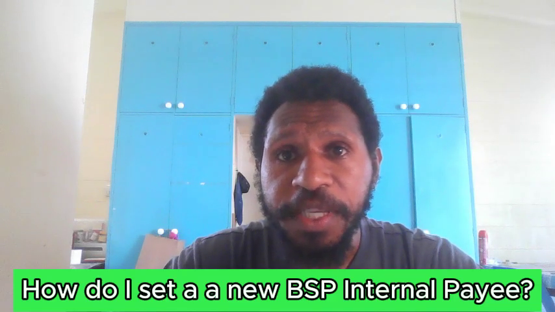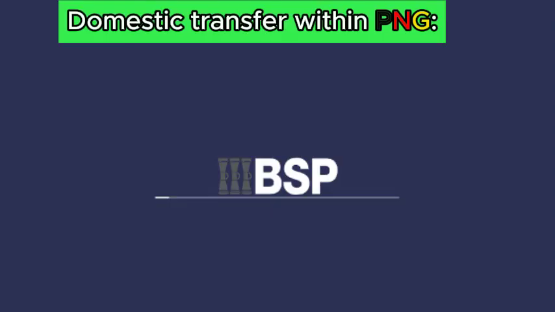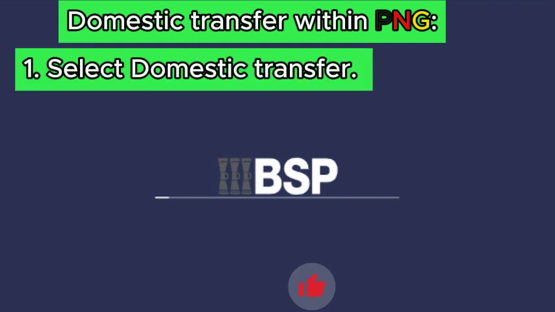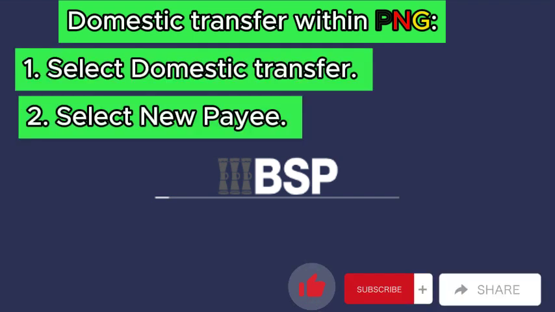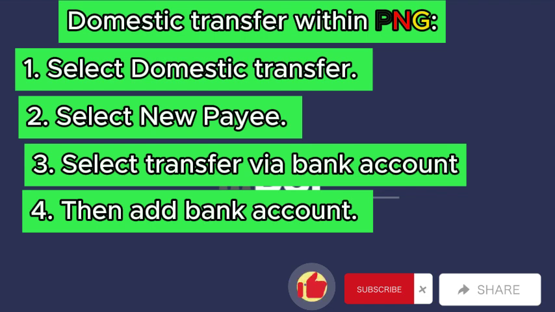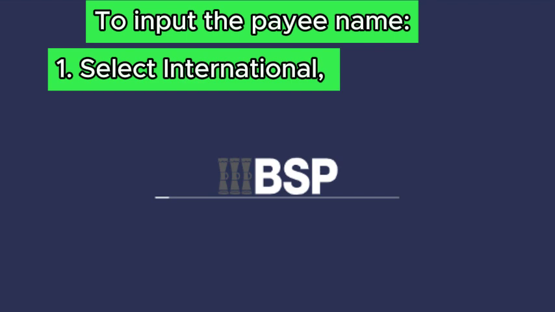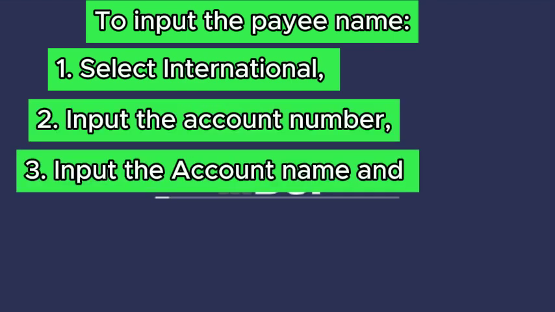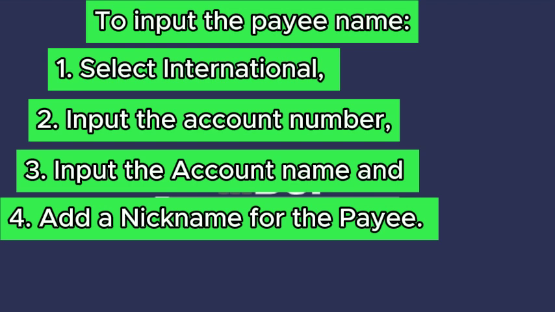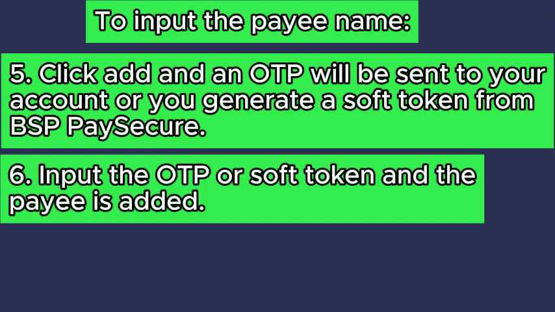How do I set a new BSP internal payee? You use the Payments menu option and select Transfer Money. To do a domestic transfer within PNG: 1. Select Domestic Transfer. 2. Select New Payee. 3. Select Transfer via Bank Account, and 4. Then add Bank Account. To input the payee name: 1. Select International. 2. Input the account number. 3. Input the account name, and 4. Add a nickname for the payee. 5. Click Add and an OTP will be sent to your account, or you generate a soft token from BSP PaySecure. 6. Input the OTP or soft token and the payee is added.